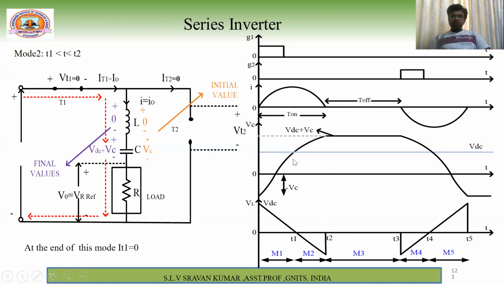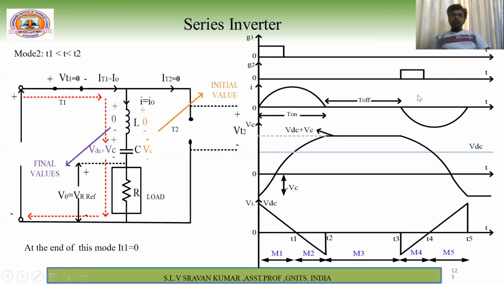Coming to the capacitor voltage, in the previous case, what is the voltage at the instant of T1? VDC. The initial value is VDC, it's not VC, just assume it is VDC. And at the end of this mode, it is VDC plus VC. Because of the higher potential, this potential is greater than the VDC potential, and your current slowly reaches zero. Please assume this is VDC, not VC.